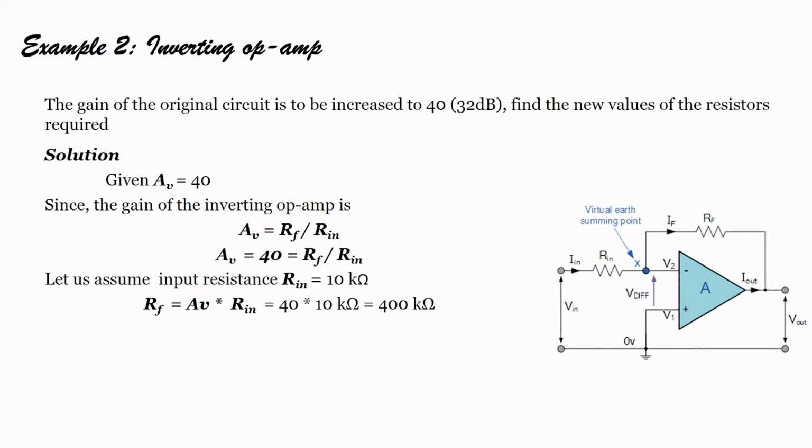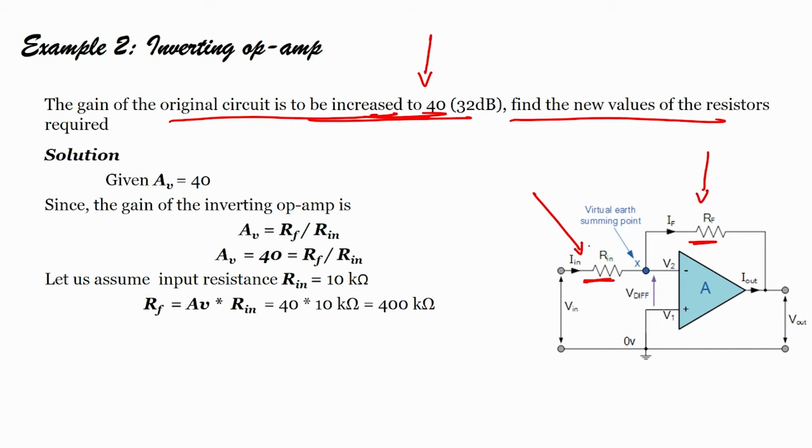Okay. So, for the inverting amplifier, the gain of the original circuit is to be increased by 40 dB. Find the values of the resistors. See, we are not given the values of the resistors. Now, what is given? That we have to increase the gain to 40 dB. So, what will be the values of these resistors? That is the question.